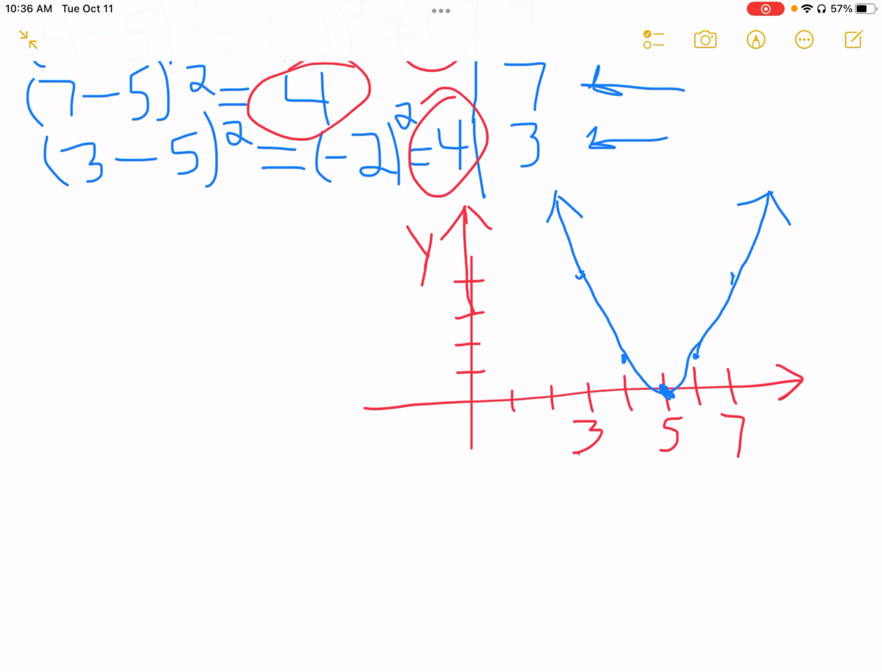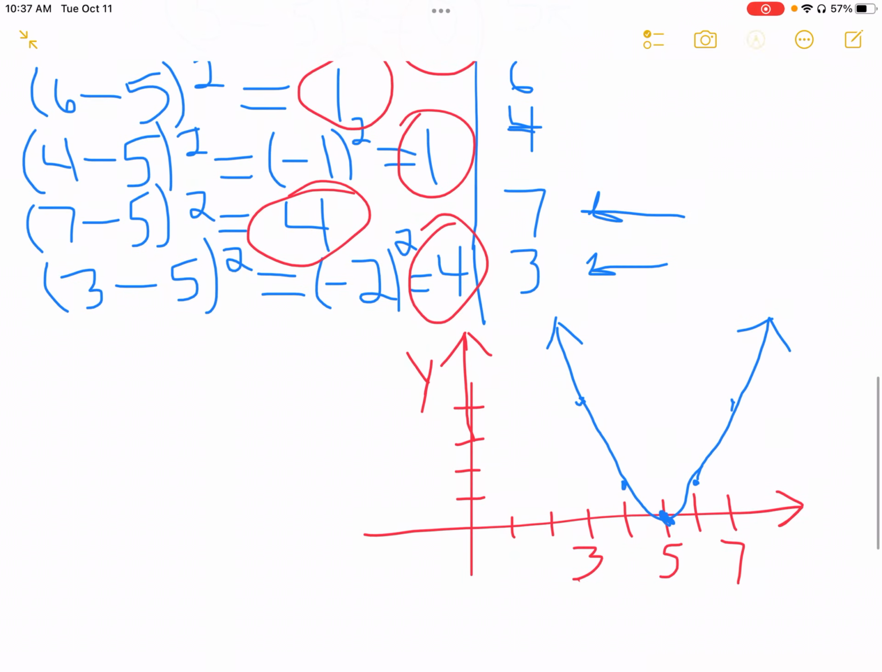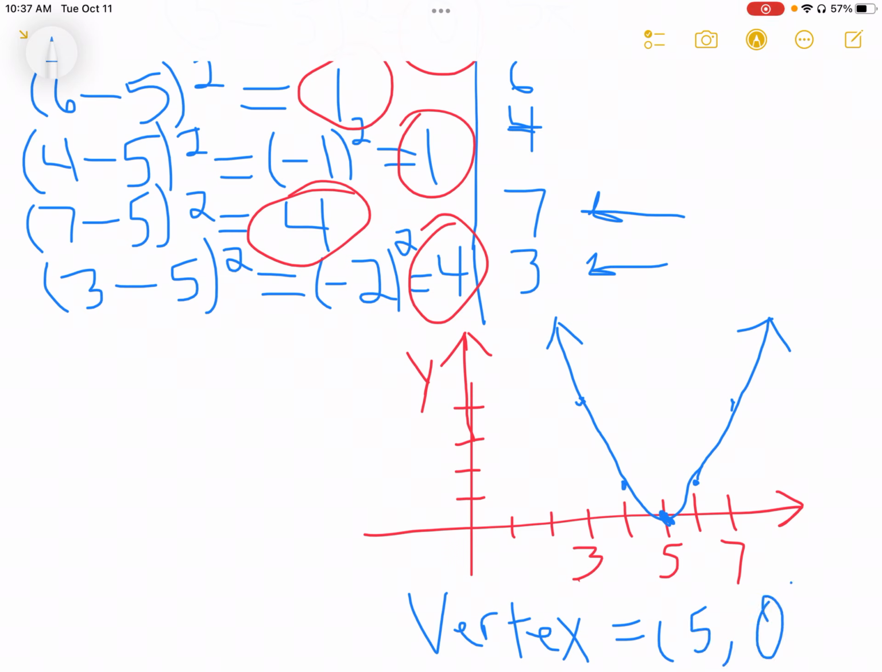Now, if I'm going to see where my vertex is here, which is part of your exercises starting at number 10, your problems there, if I was going to say what my vertex is, well, my vertex just got shifted over here, so my vertex is still going to be y equals 0, but my vertex for x is going to be 5. So it's really 5, 0 now, because that's my x value and my y value.